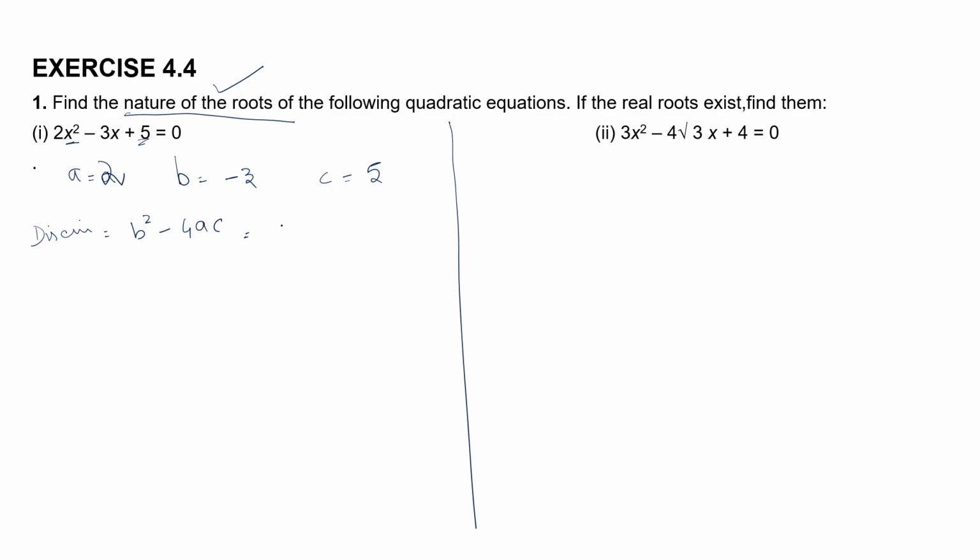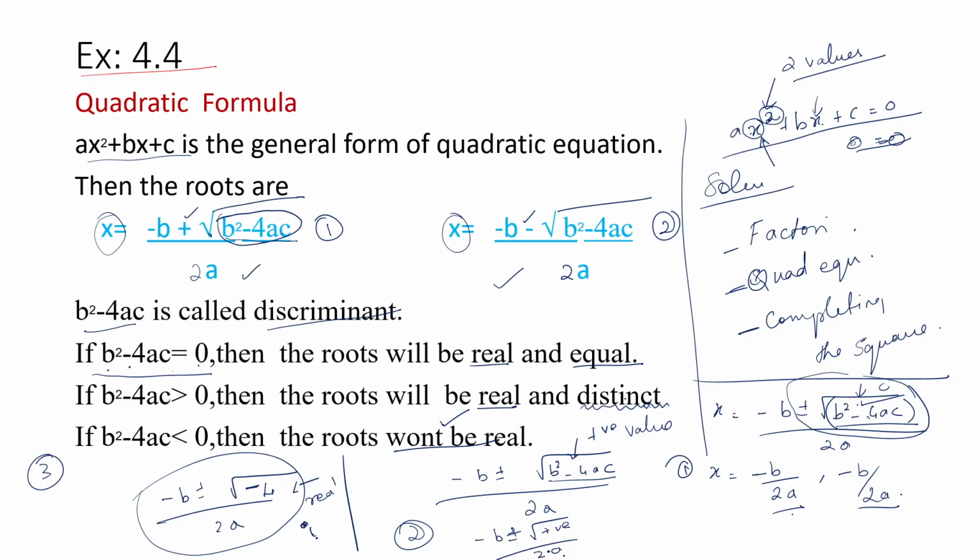Here b square is minus 3 square, 9. I'll write it once: b square minus 4ac. So 9 minus 40 is equal to minus 31, something negative. So the discriminant is negative. b square minus 4ac is less than 0. If it is less than 0, what happens? The roots won't be real.